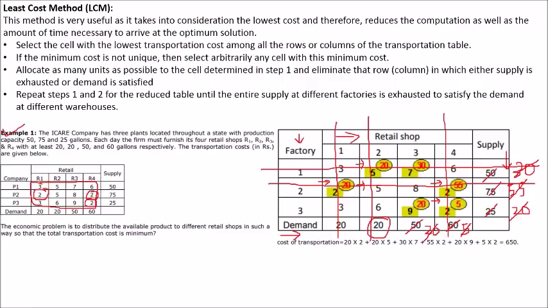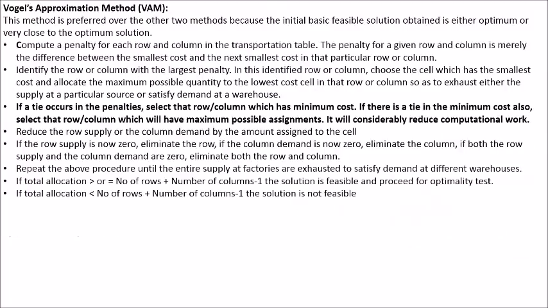So 20 is allocated here. Okay, which means the problem is completely solved. Similarly, the cost of transportation will be the allocations to the cell multiplied by the cost of the respective cell. That is the cost of transportation as it is calculated here. Okay, so we will move to the next method.